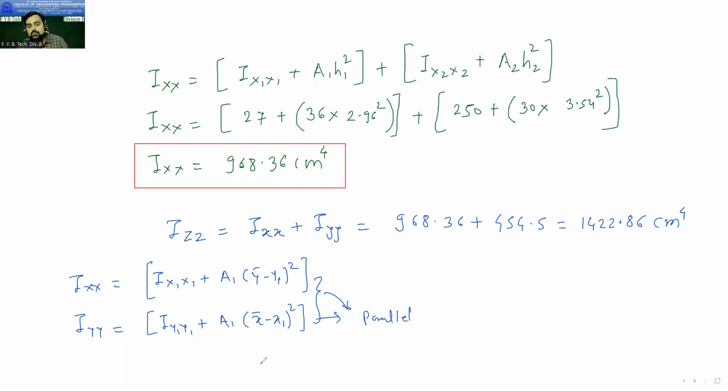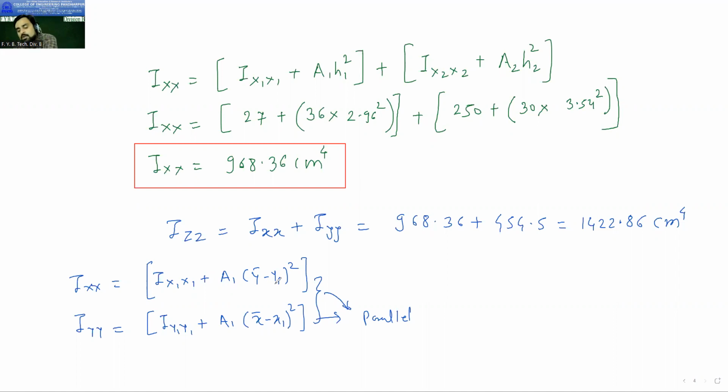Okay, so these changes you should write down. These are the important things which I am telling you. If you don't want h1, you can directly keep y bar minus y1 as the value. You will get the same answer. But the thing is that you should do the calculation precisely.